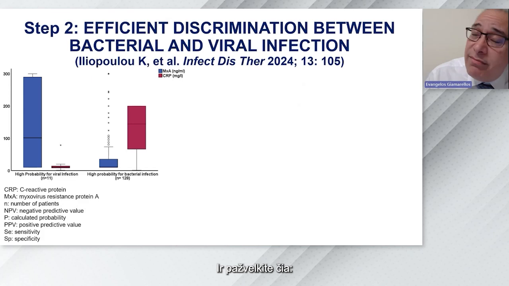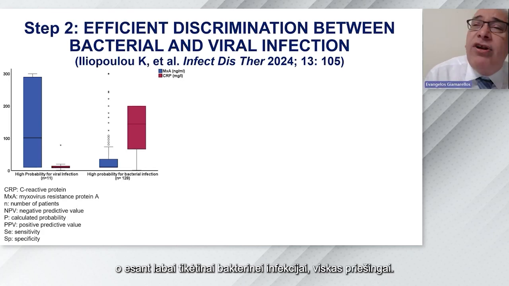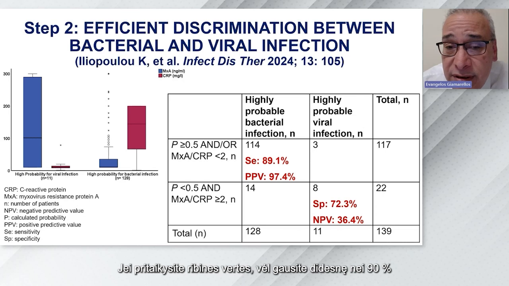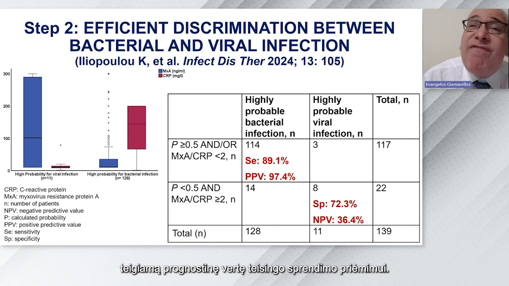And look here. In highly probable viral infection, MXA is sky high. But in highly probable bacterial infection, it is the opposite. And if you apply the cutoffs, again, you get here a more than 90% positive predictive value to do the correct thing.